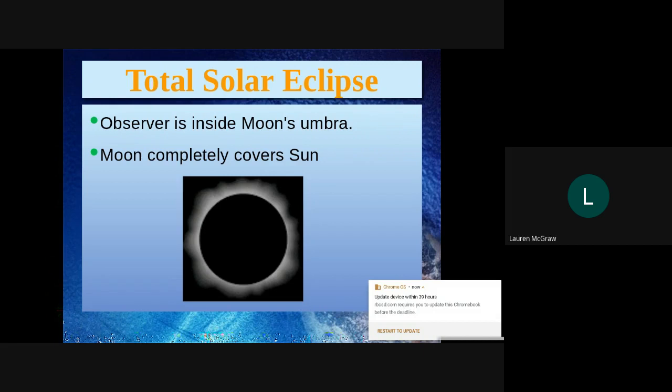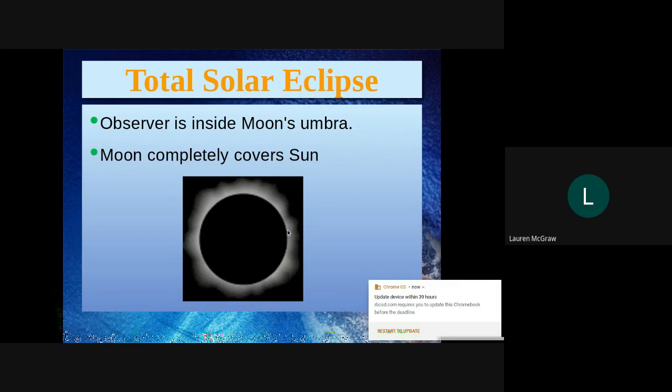So what's the difference? For a total solar eclipse, the observer would have to be in the moon's umbra. The umbra is very, very small because the moon's size is very small. So this would only last for a few minutes. It's called totality, when the moon completely covers the sun, and you can see this glowing aurora. The moon will completely cover the sun, and it has to be the proper distance away, because we're going to talk next about what happens when it's too close to the sun. So the moon completely covers the sun.